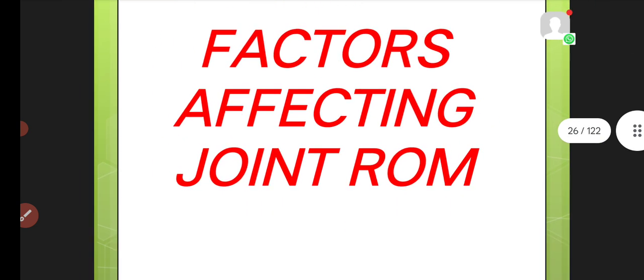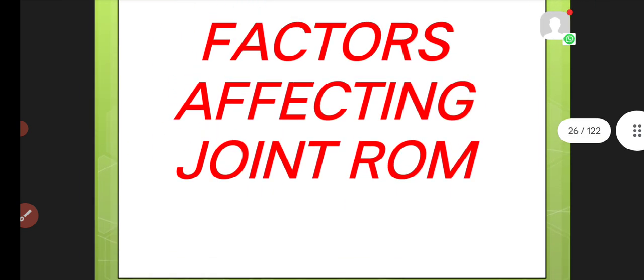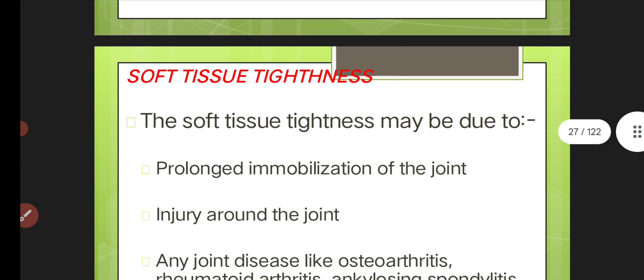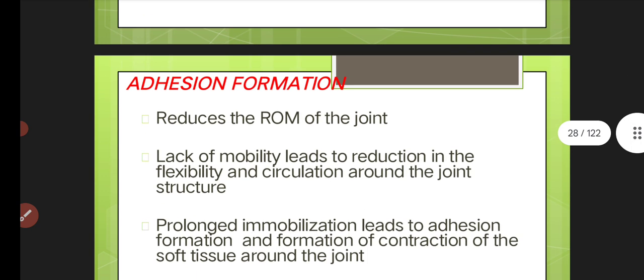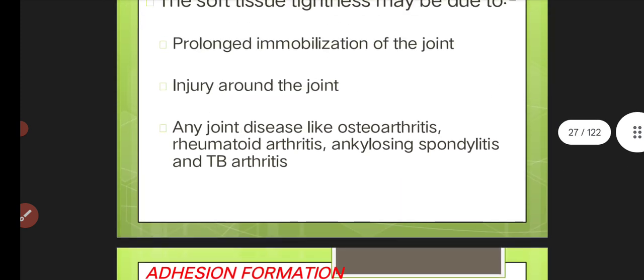The factors affecting joint range of motion are, number one, soft tissue tightness. The soft tissue tightness may be due to prolonged immobilization of the joint, injury around the joint, any joint disease like osteoarthritis, rheumatoid arthritis, or ankylosing spondylitis and other arthritis.